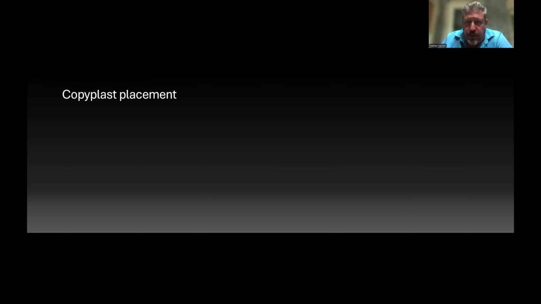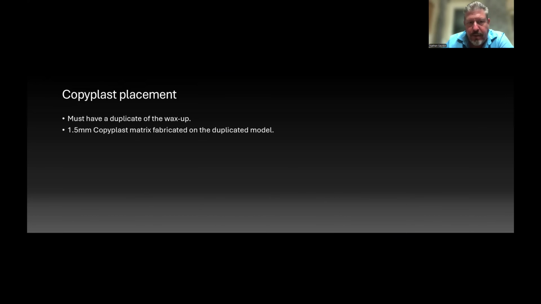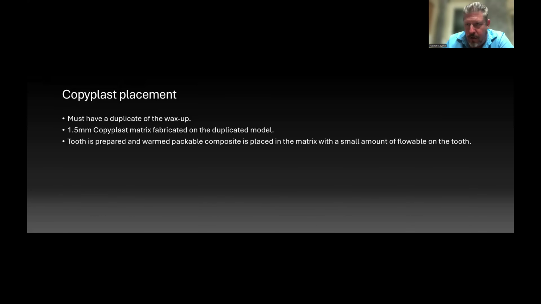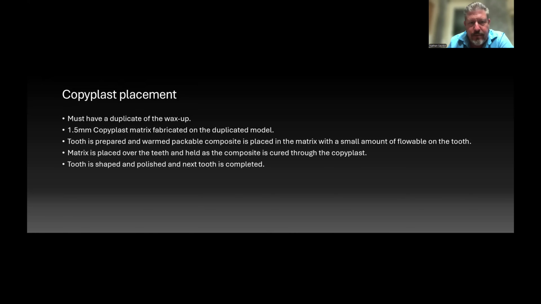Another thing you can do for posterior teeth is what's called the copyplast placement. So I'm using that same copyplast I had before, the duplicated wax up. I make the copyplast 1.5 millimeter. I prepare the tooth, remove tooth material, whatever I need to do. A lot of times I'm not removing cavities on these. I'm just building over them when I use this method. I put heated composite into the matrix and I seat it over the teeth and cure it and shape it.